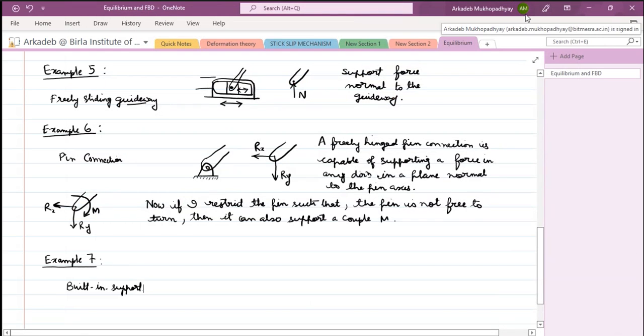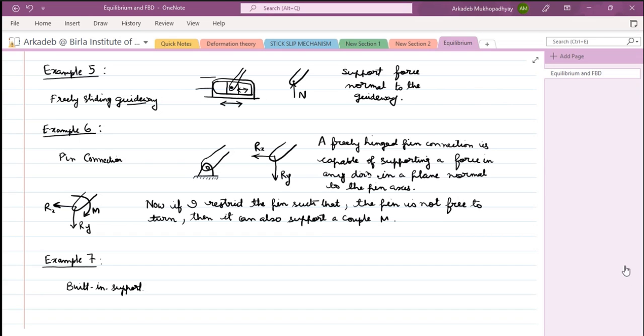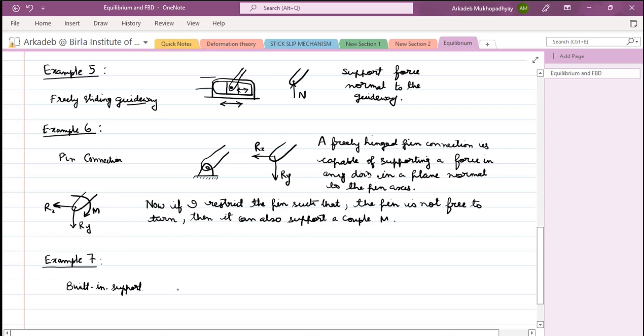Okay, so coming to built-in support, I'll show this again with the same example. Suppose a beam is built into the wall like this. So do not stay silent. Take it as an opportunity to express your ideas in the class. Is it fine? Okay, so now this beam.